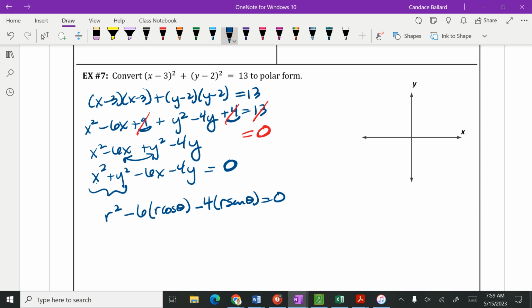So do you notice any maybe greatest common factors in there? Anybody see a greatest common factor? What's in all three terms? R. So let's pull out that R greatest common factor. So R times R minus 6 cosine theta minus 4 sine theta equals 0.